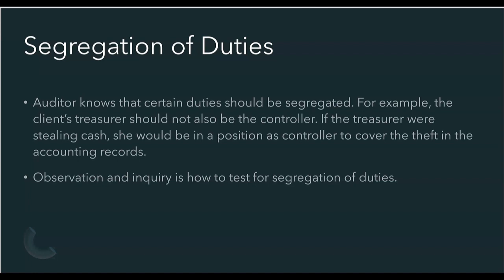Now, how does an auditor know client duties have been properly segregated? How does the auditor know whether they've been properly segregated or not? And the answer is observation and inquiry. That's how to best test for segregation of duties.